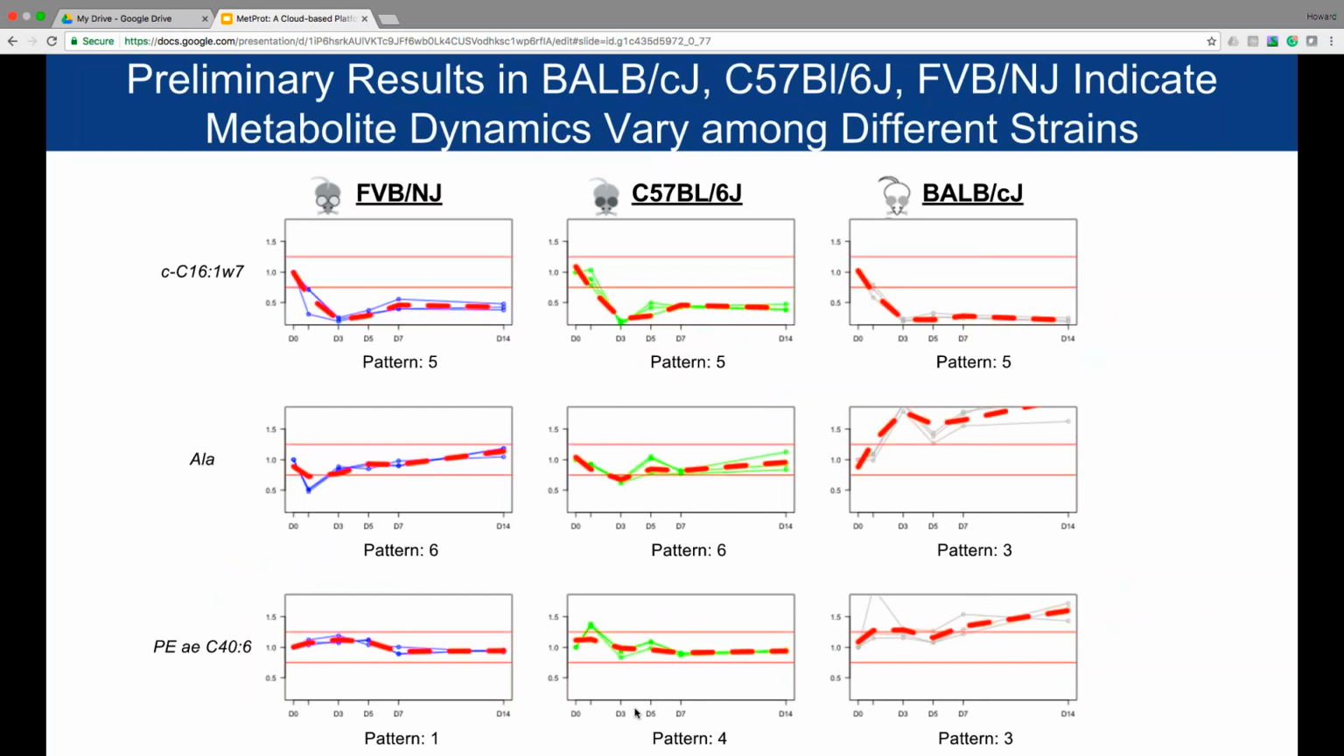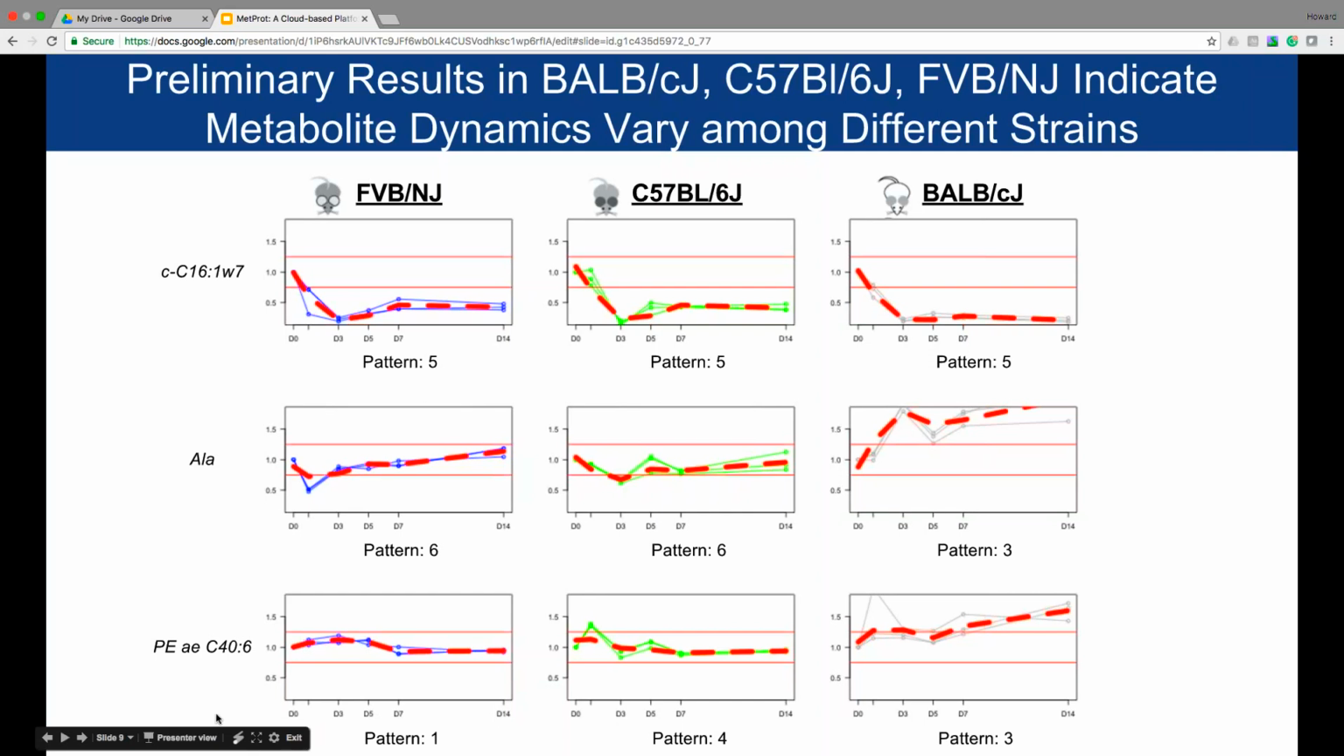So here are the preliminary results of the pattern recognition in 3 different mouse strains. As you can see, these lipid metabolites show similar trends over the 3 different mouse strains, and it's basically recognized as pattern 5, which is a decrease. While the alanine showed a similar trend in FEB and C57, which is pattern 6, it shows very different patterns in BALB-CJ mouse strains. It basically increased right after the treatment. And interestingly, the FEB and C57 are known to be resistant to the ISO treatment, while the BALB-CJ is sensitive.